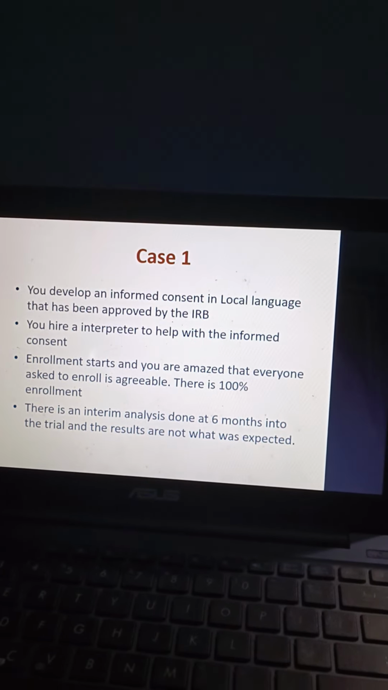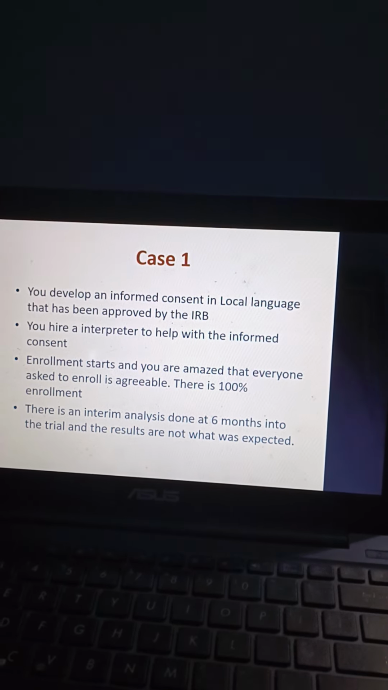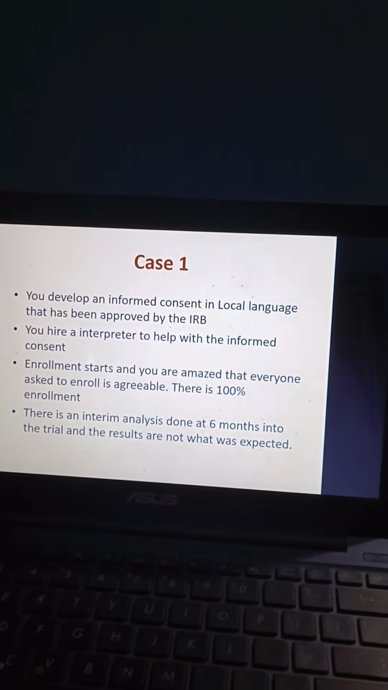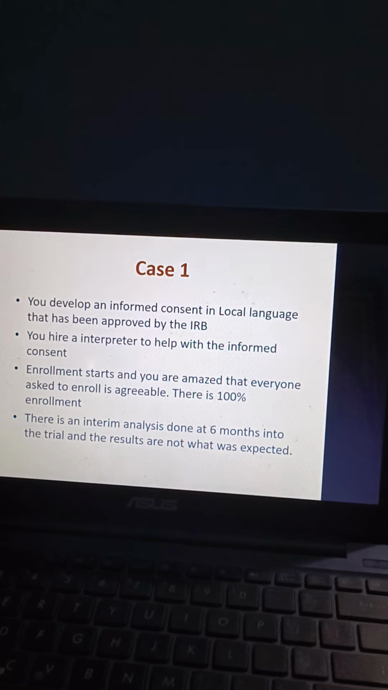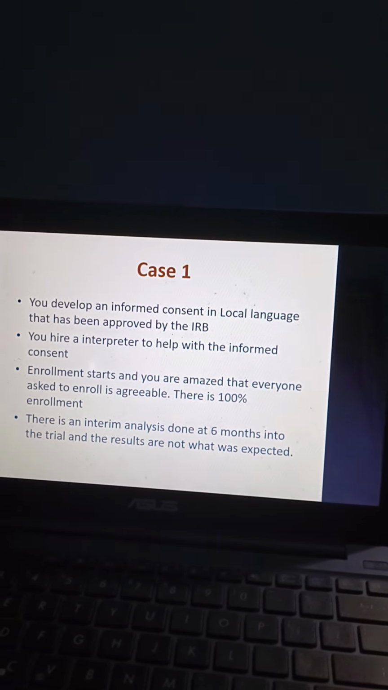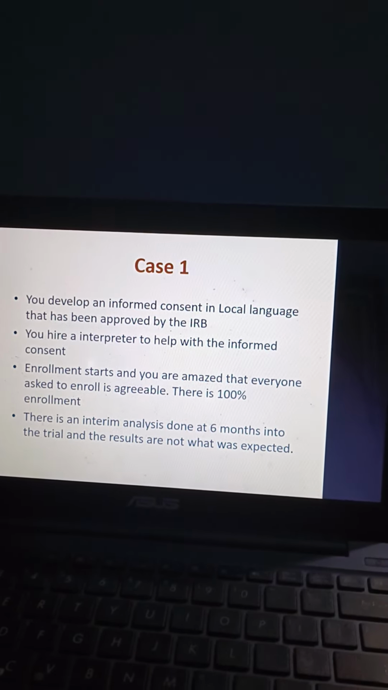You develop an informed consent in local language that has been approved by the IRB, Institutional Review Board. You hire an interpreter to help you with the informed consent. Enrollment starts and you are amazed that everyone asked to enroll is agreeable. There is 100% enrollment. There is an interim analysis done at 6 months into the trial and the results are not what was expected.